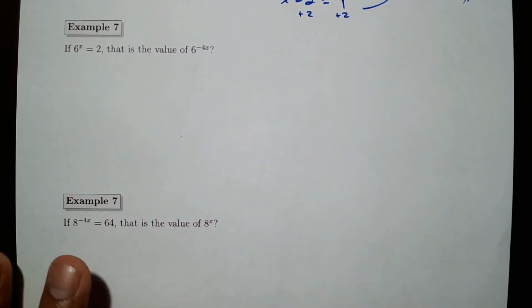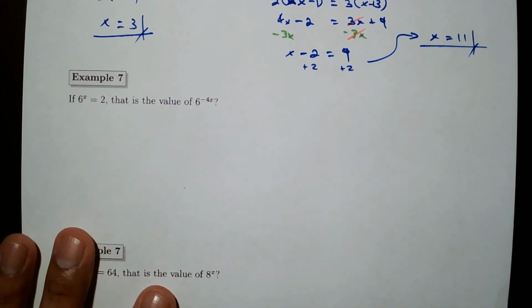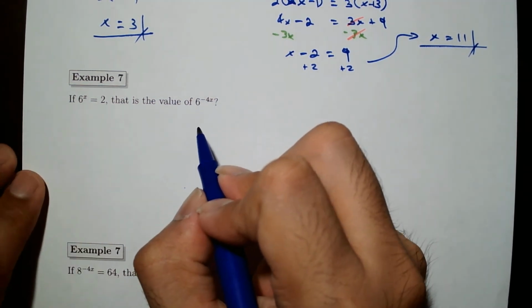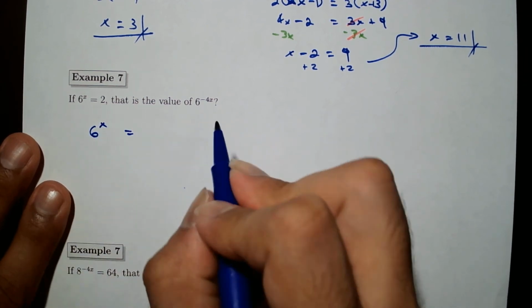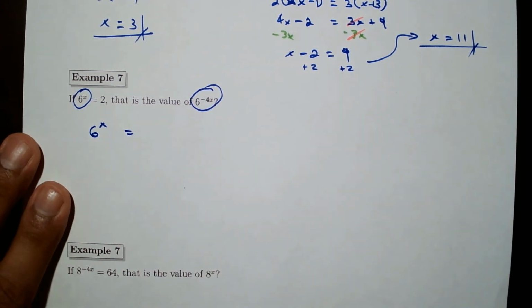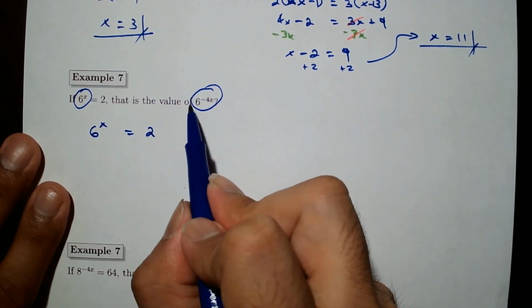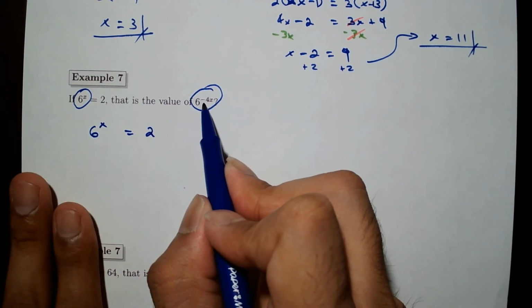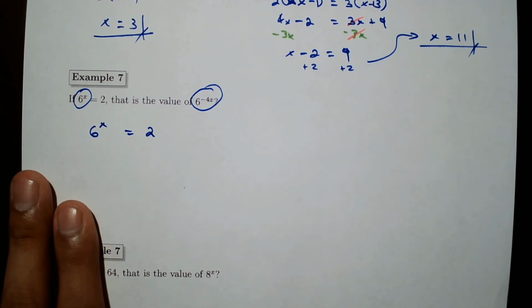Typical questions. For example, you're given a statement here, 6 to the x equals 2. What is the value of 6 to the negative 4x? All right, so our job here is we need to convert this 6 to the x into 6 to the negative 4x. So first, how is this 6 to the x different from this 6 to the negative 4x? Number 1, there is a negative sign. And number 2, there is a number 4 in there.